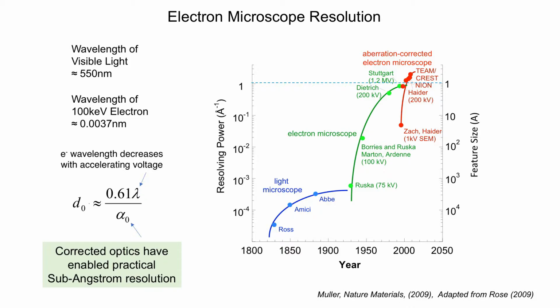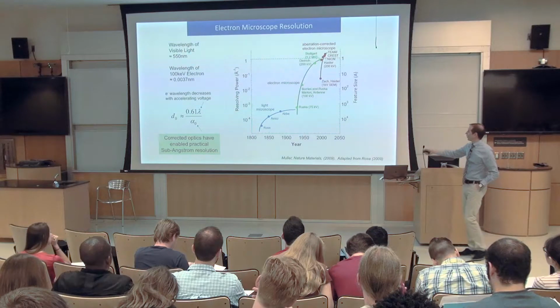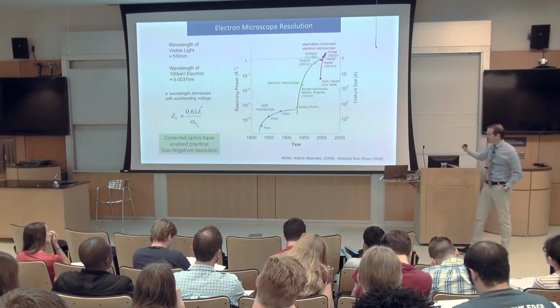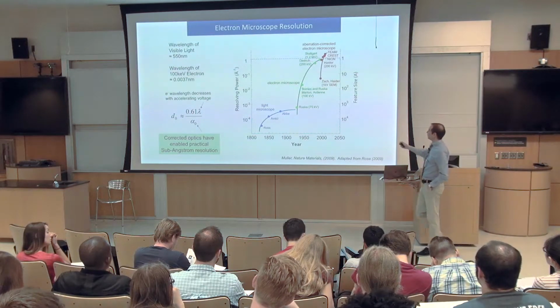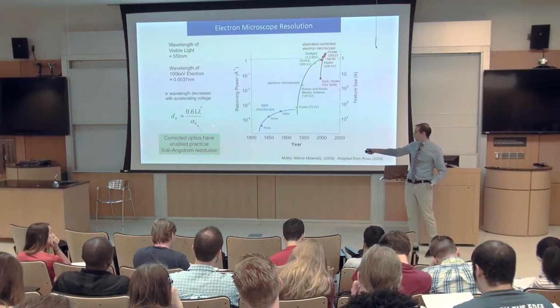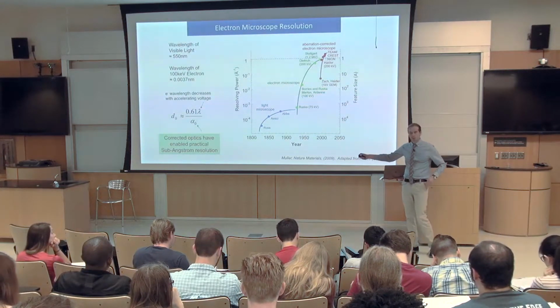So we just saw this diagram showing how resolution has increased over time. I want to just note that we're now in this new era of aberration-corrected electron microscopes that correct for that spherical aberration that we've been talking about and allow us to open up our aperture to much larger angles, giving us much better resolution.